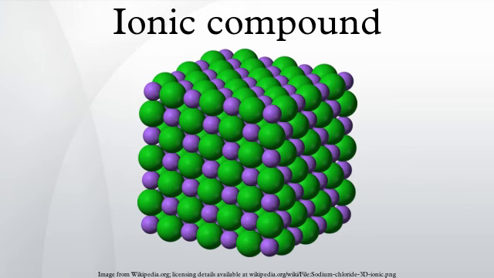Individual ions within an ionic compound usually have multiple nearest neighbours, so are not considered to be part of molecules, but instead part of a continuous three-dimensional network, usually in a crystalline structure. Ionic compounds typically have high melting and boiling points, and are hard and brittle.